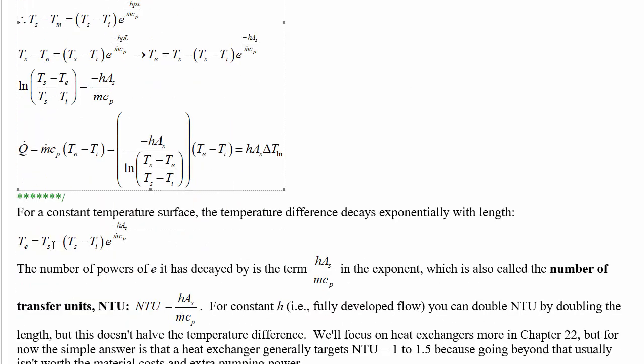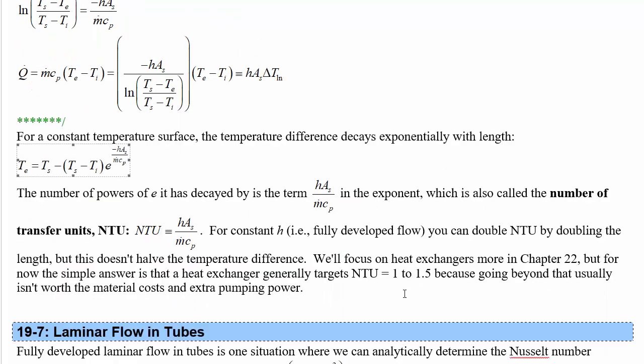All right, then, to summarize, for a constant surface temperature, the mean temperature in the fluid exponentially approaches the surface temperature. And the exponent here, this hAs divided by m dot Cp, has a name. This is actually called the number of transfer units, and it's going to be pretty important when we're in chapter 22 dealing with heat exchangers.